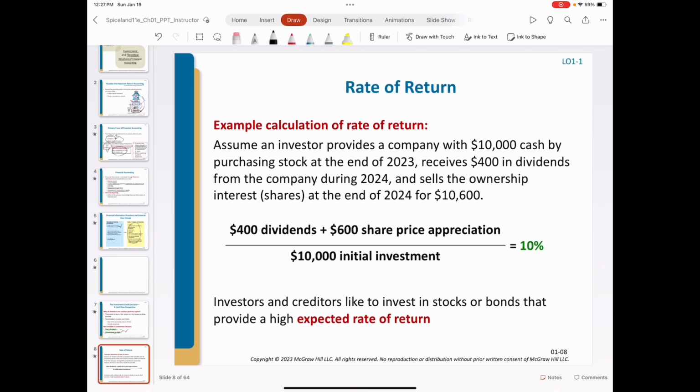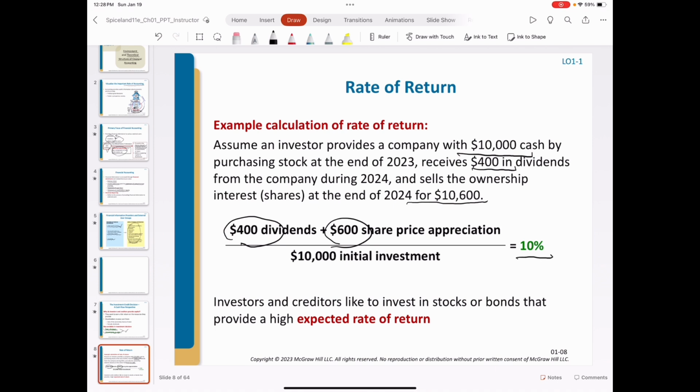The investor invests $10,000 cash to purchase the stock, and next year the investor receives a $400 dividend from the company, and also the stock price, or the investment, grows to $10,600 because of the stock price appreciation. So the total return is the $400 cash dividend plus the $600 price appreciation. So the return will be 10%.